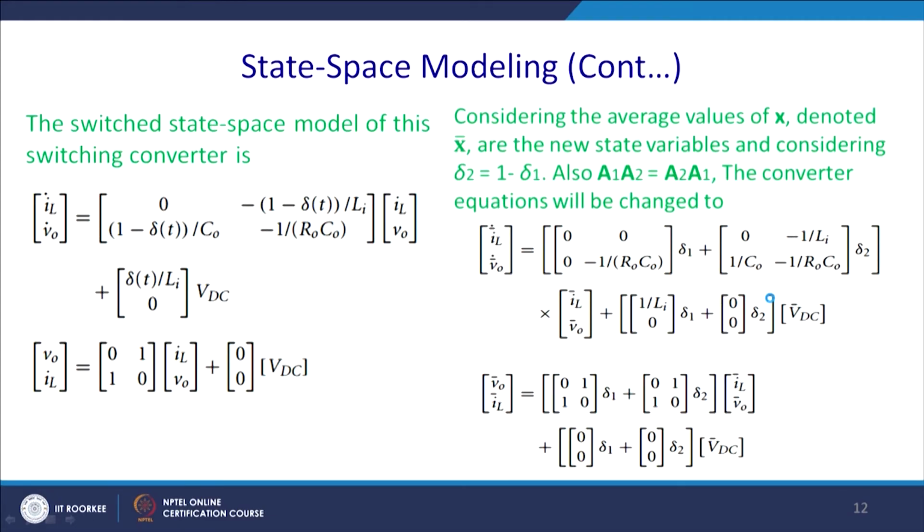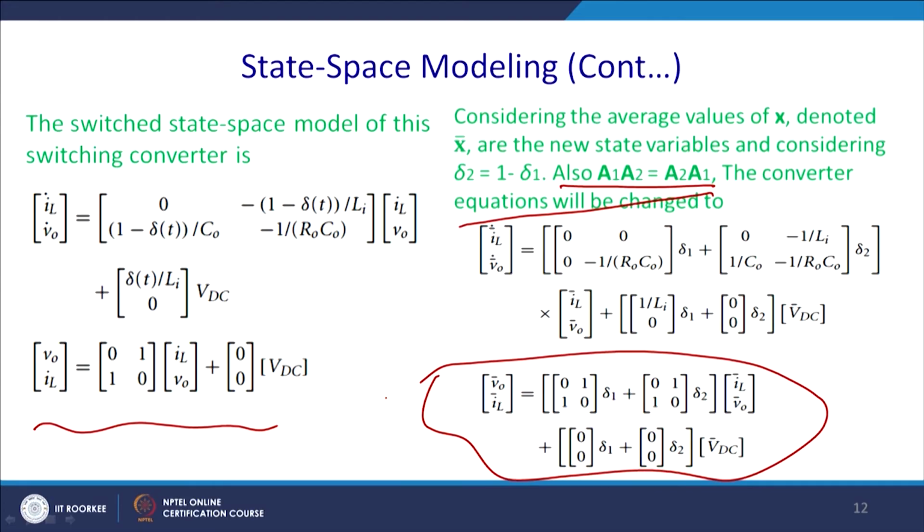Now, let us see, you combine the switching of the state space and you add up with delta and 1 minus delta of these two values, and then since we consider the average value, that is x bar, and the new state variable considered to be delta T equal to 1 minus delta 1, and also here you can see that A1 dot A2 is A2 dot A1, and the equation can be changed as discussed in the previous slide. So, you can add it up, ultimately the overall equations become this. Students are requested to physically do those calculations.